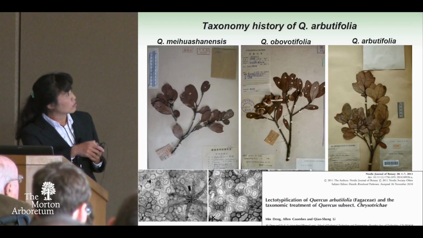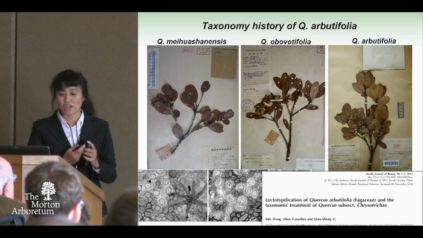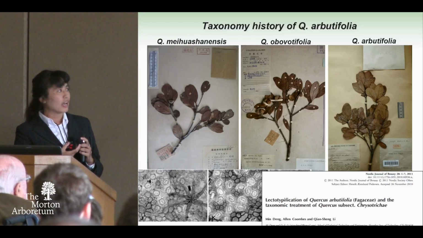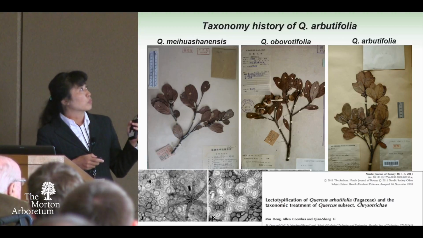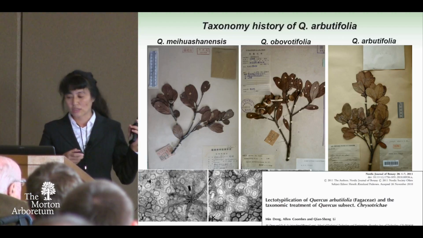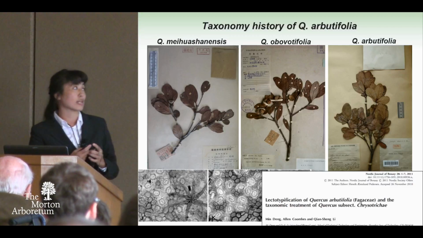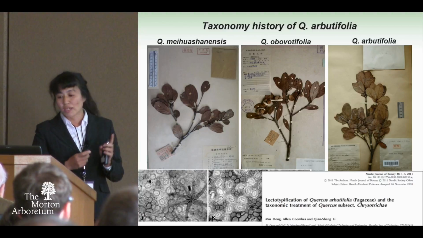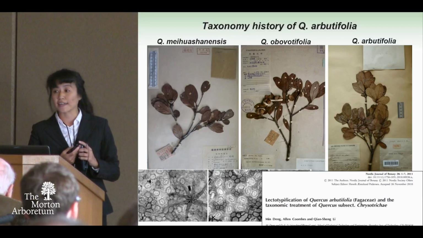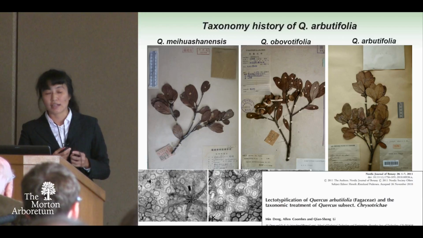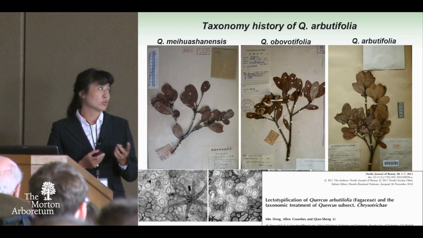Okay, I'm going to talk a little bit about the taxonomy at the very beginning, because when I looked at the Murphy's version of the list, I noticed there are two names. The name arbutifolia was listed, but actually it was already reduced to a synonym. It was published and also recognized in Flora of China, but in the latest Flora of China English version, arbutifolia was reduced as a synonym.